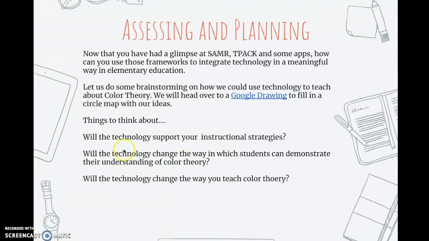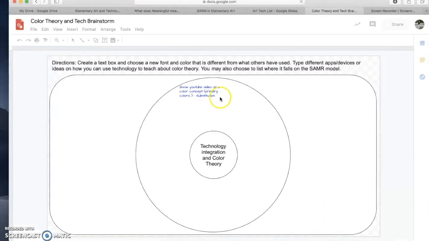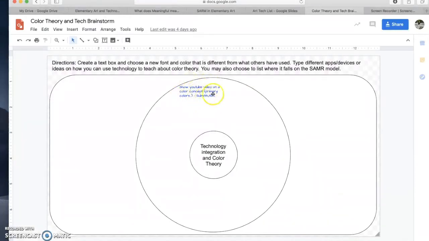Something to think about is, will the technology support instructional strategies? Will the technology change the way in which students can demonstrate their understanding of color theory? Will the technology change the way you teach color theory? If we click on Google Drawing, again, this is editable. One thing with circle maps, if you are not really familiar with them, usually the different students do different colors.